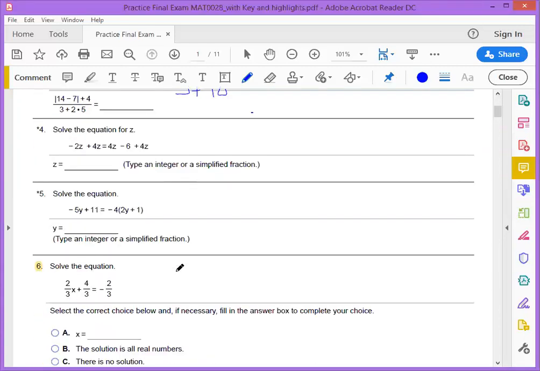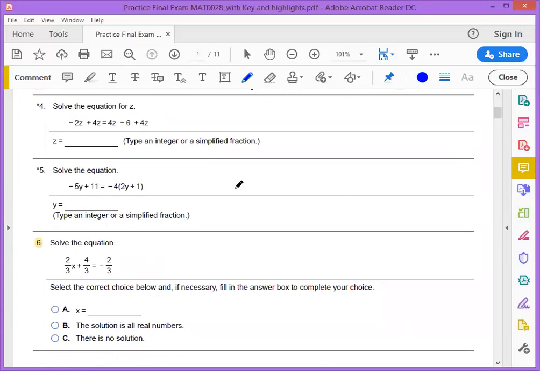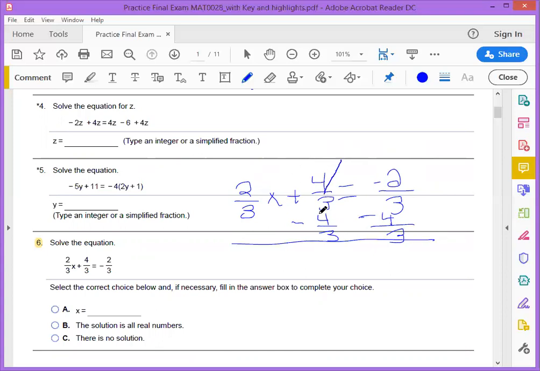And then let's look at number 6. So we're solving this equation with fractions. We have 2/3 x plus 4/3 equals -2/3. To solve this equation, we first want to bring our 4/3 to the right. The opposite of adding 4/3 is to subtract 4/3. We're going to subtract 4/3 from the left and the right sides of the equation. Our 4/3 will cancel on the left side of the equal sign, and we have left 2/3 x equals.